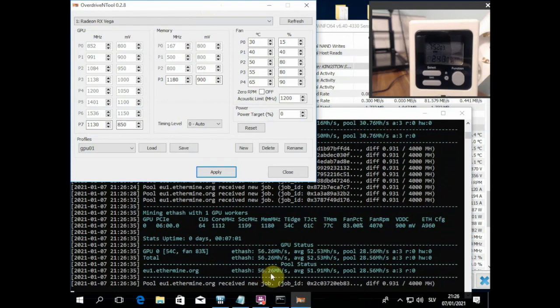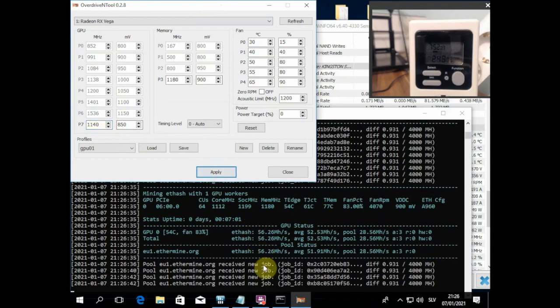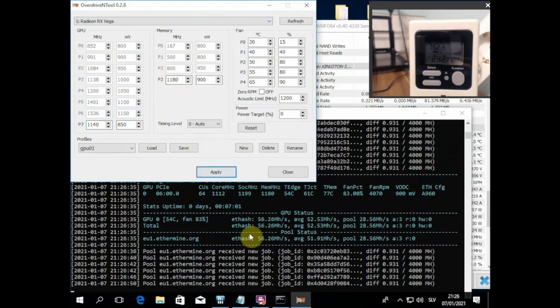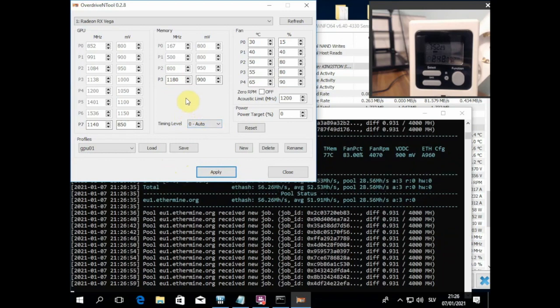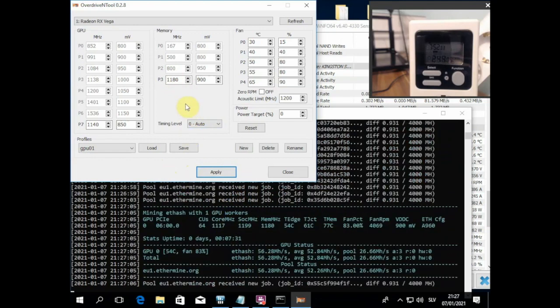Oh, we are still at 56.26. Maybe core is not keeping up with the memory. Let's increase core to 1140. Because I increased memory and hash rate didn't increase, so maybe core is bottlenecking. Let's see hash rates. Oh, 56 point, let's try 1190.